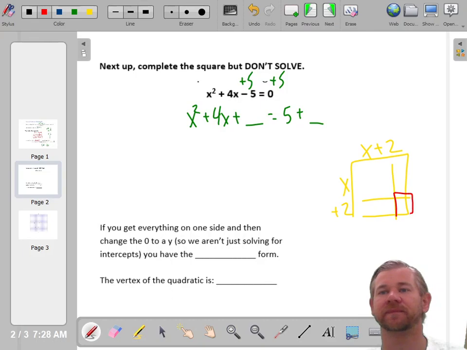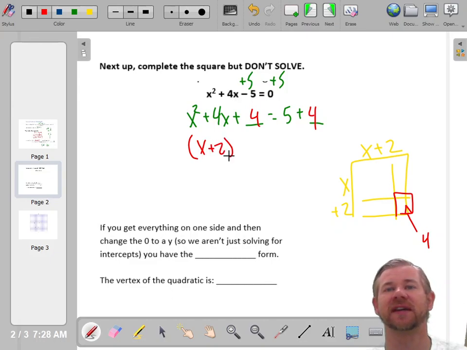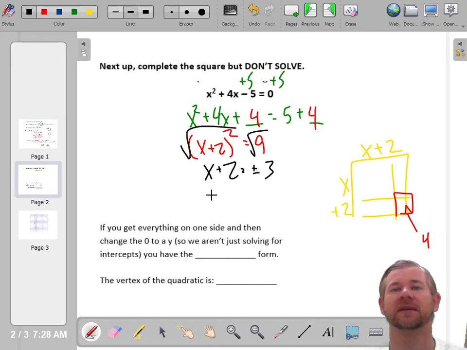So what's my corner? 4. When I complete the square, I'm going to add 4 to both sides. Now I can factor the left side, that's (x + 2) squared. 5 plus 4 is 9. Square root both sides. x plus 2 is plus or minus 3. Actually, I don't even need to do that. It says don't solve. I should read the directions. I'm not trying to get that far.